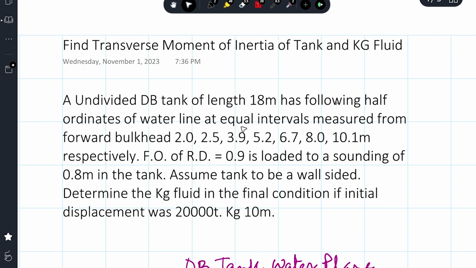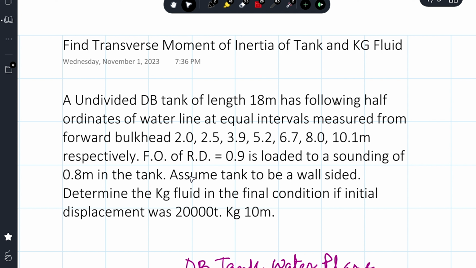So we have been given the ordinates for the area, I mean, for the water plane, half ordinates. That means half the water plane area of the tank has been given. We can find the full area using Simpson's rule.